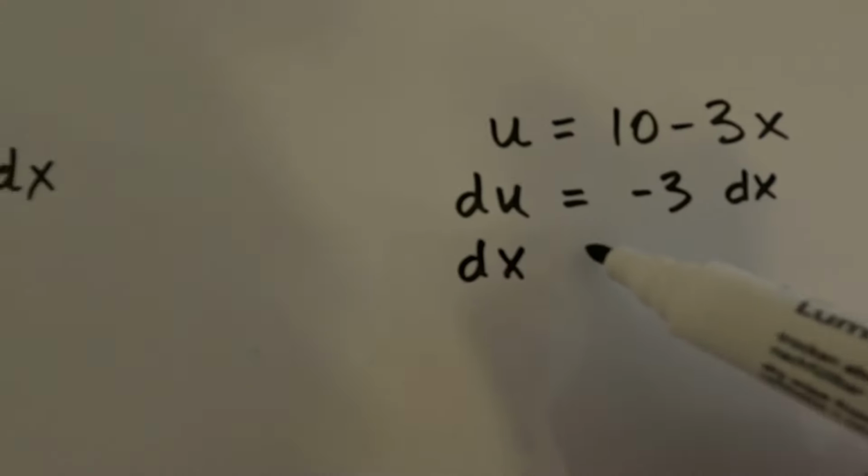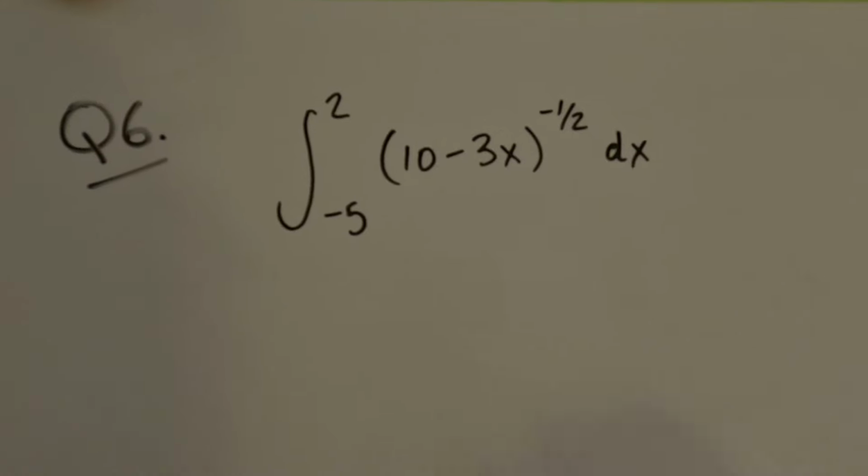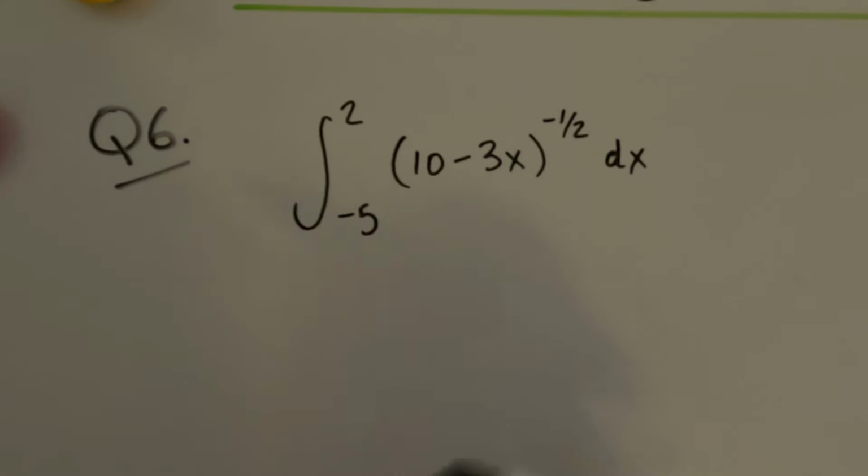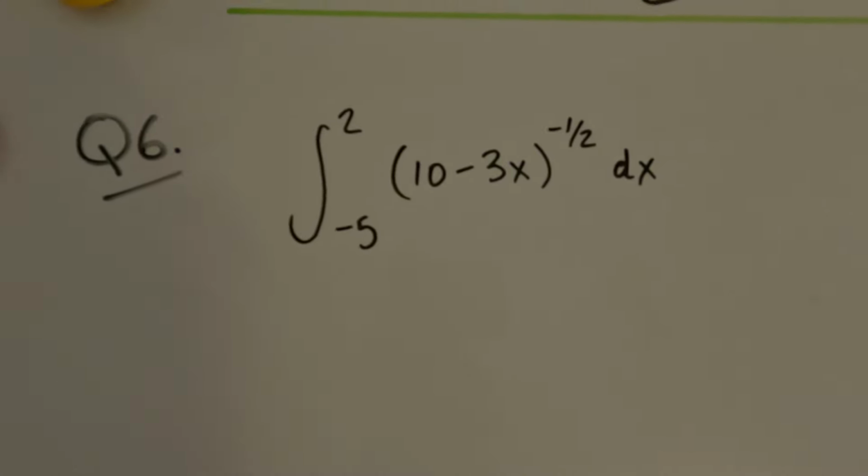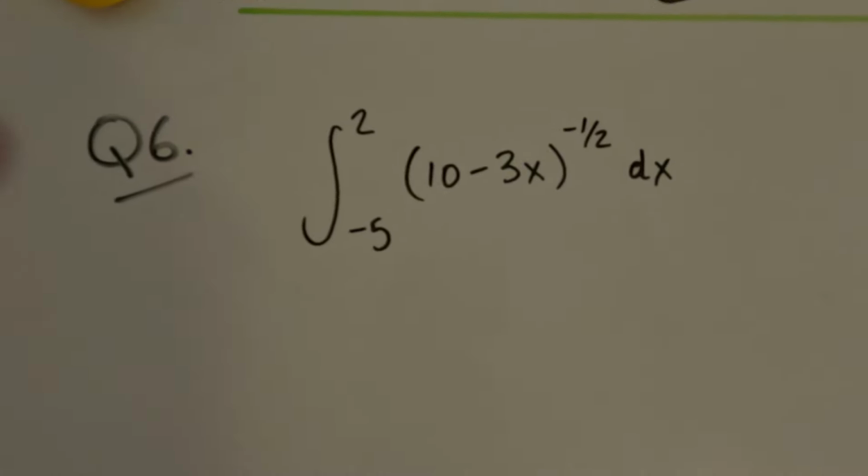Now this is important, this last bit, dx equals minus 1/3 du, because we basically need to convert this integral in terms of u. So we've got it in terms of x, so we need to rewrite it in terms of u so it's easier to integrate. That's what substitution is all about. And then once we've done that, we can change it back into x later on. Okay, so let's do that.